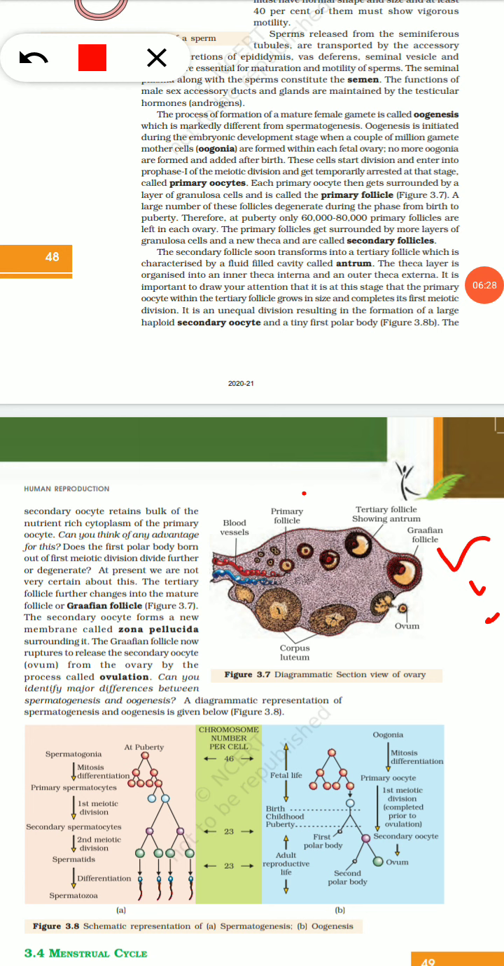In the Graafian follicle, the secondary oocyte is surrounded by a membrane called the zona pellucida. Once the Graafian follicle ruptures, it will release the ovum, and this is known as ovulation. This is the phase known as ovulation. Okay, so that is gametogenesis.